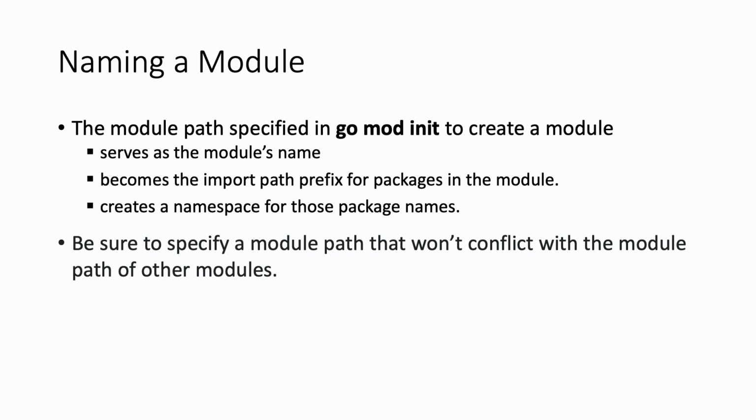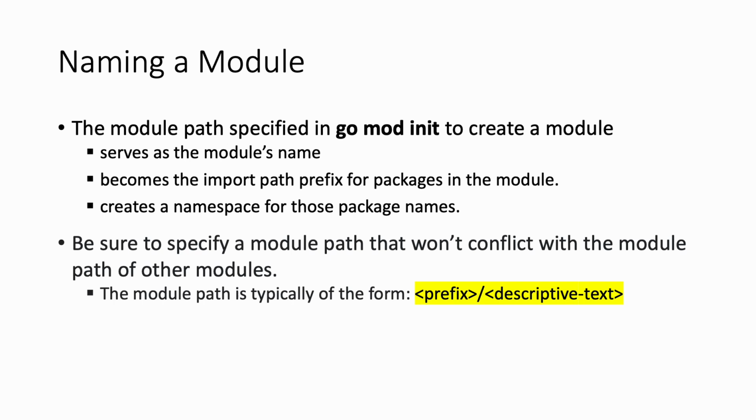At a minimum, a module path needs only indicate something about its origin, such as a company or author or owner name. But the path may also be more descriptive about what the module is or does. The module path is typically of the following form. That is a prefix, a forward slash, then a descriptive text.